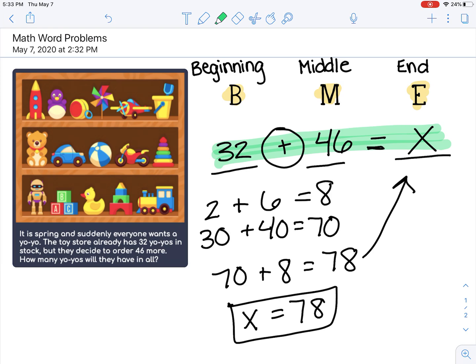So we're always going to set it up like we did here with a beginning, middle, and end. Figuring out where the numbers go and figuring out where the X goes based on the story problem and what we are supposed to be figuring out.